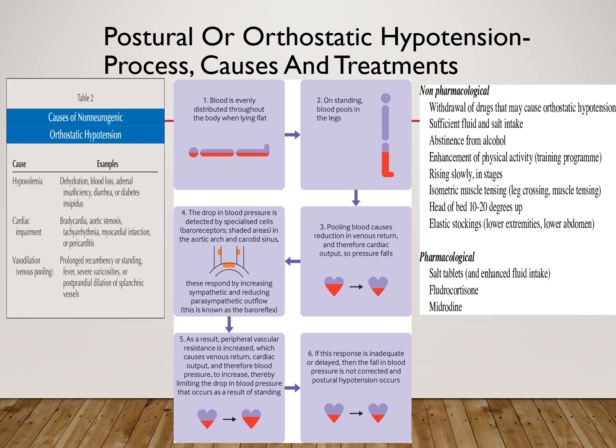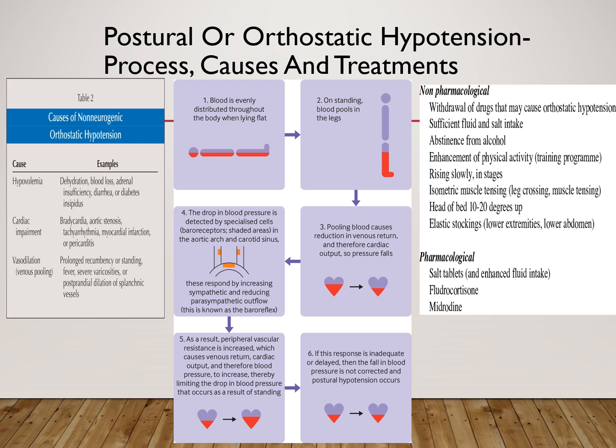So this causes venous return, cardiac output, and blood pressure to increase. And so the body has to compensate for this, right? So when that mechanism is not working correctly, that's when we have these big drops in blood pressure. So if it's delayed or inadequate, like I said, this postural hypotension occurs. Hypotension means the blood pressure is low, right?